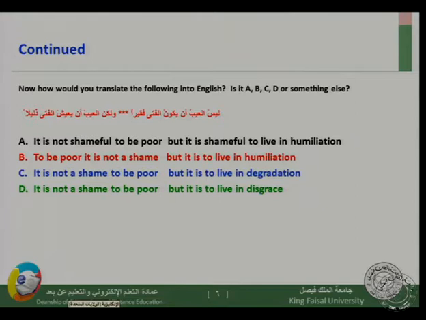This poem, from Arabic into English, a verse. This is one line. How are we going to translate this into English?